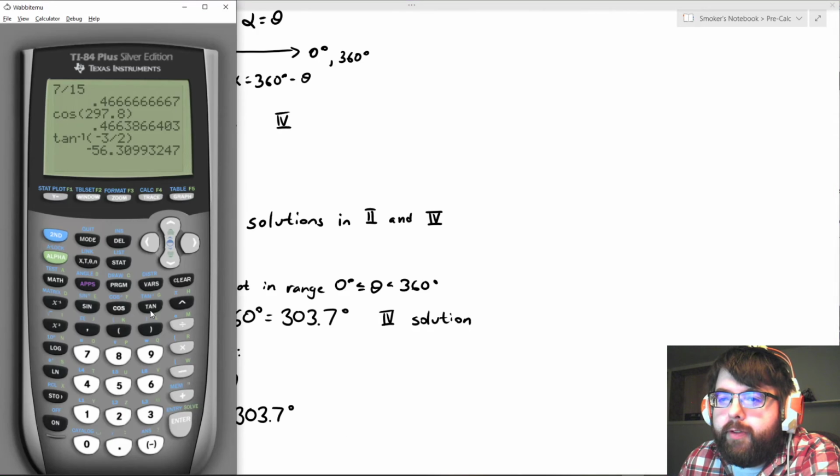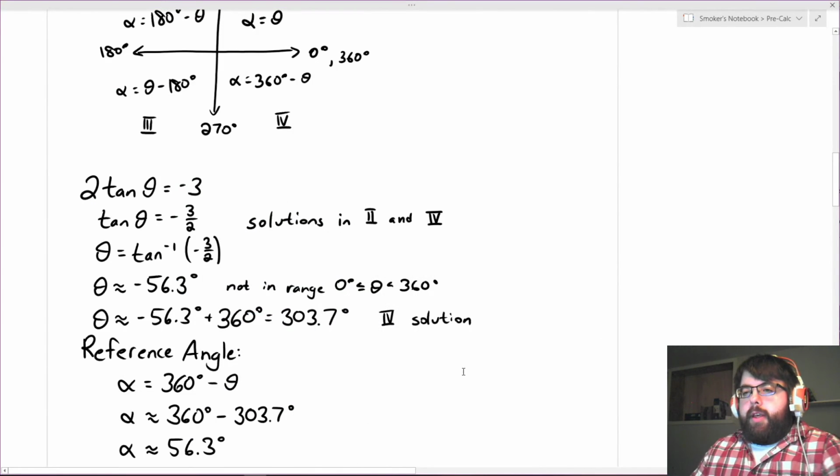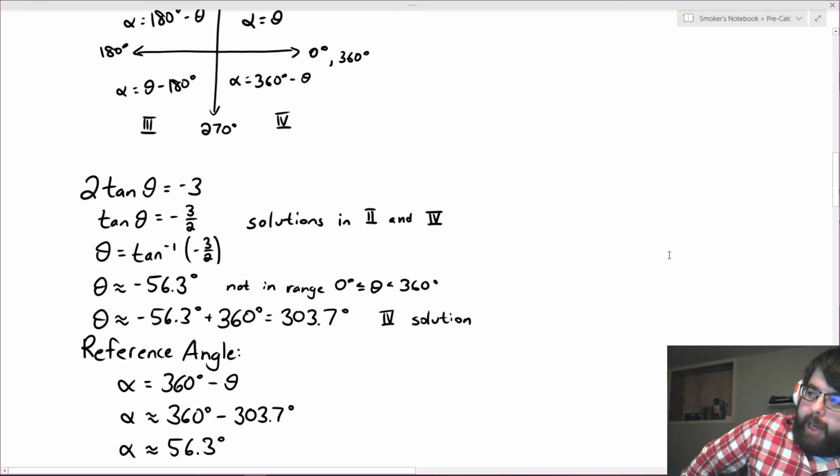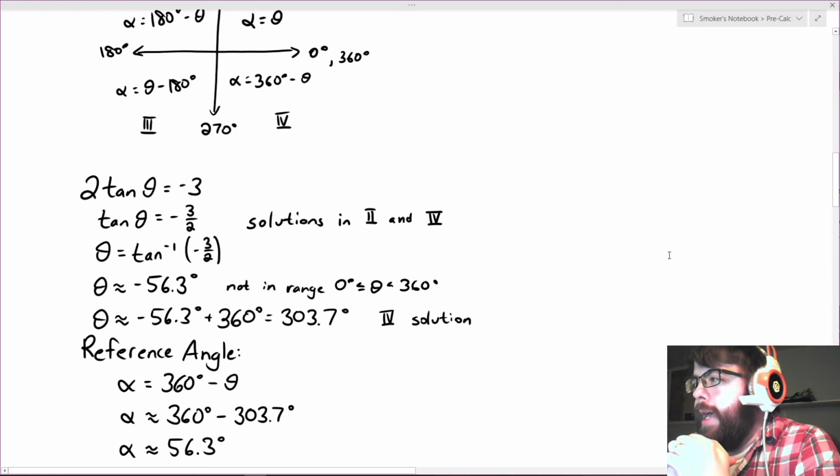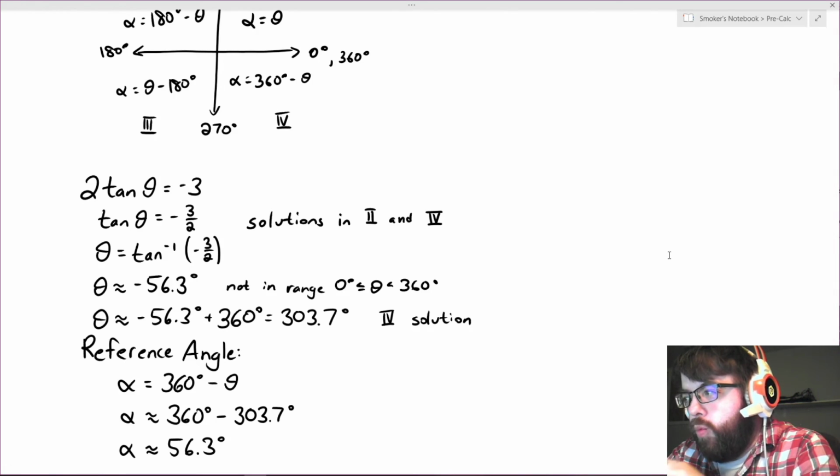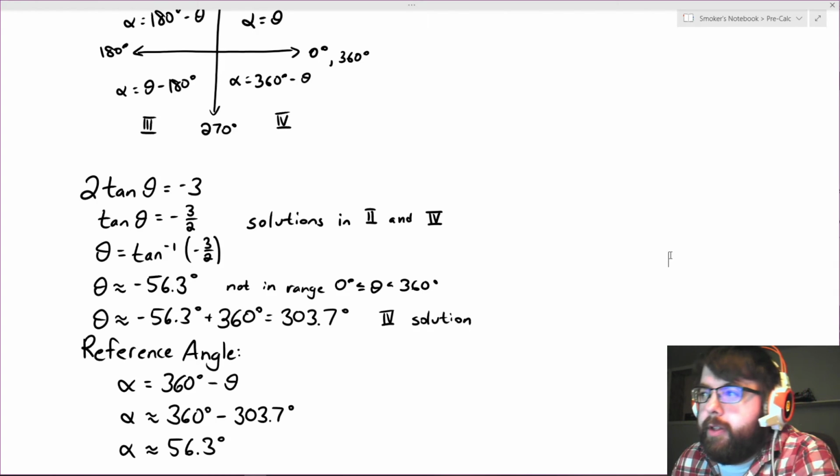Actually, we can check that out. There's no harm in checking that. It should give me something close to 1.5. Pretty close. But we're looking for the negative solutions, so that's not one of our solutions, but it'll help us find one of our solutions. Okay, hopefully this is making sense.